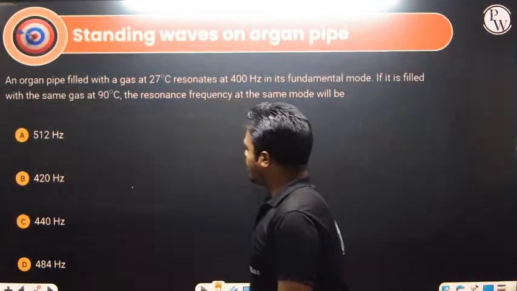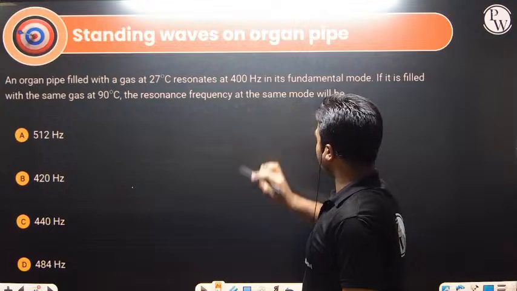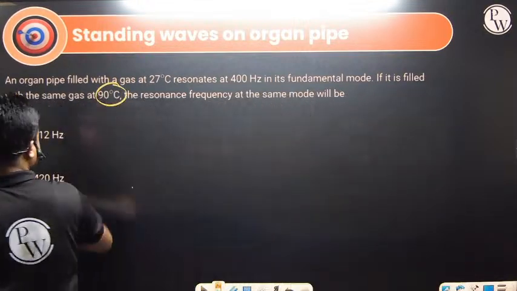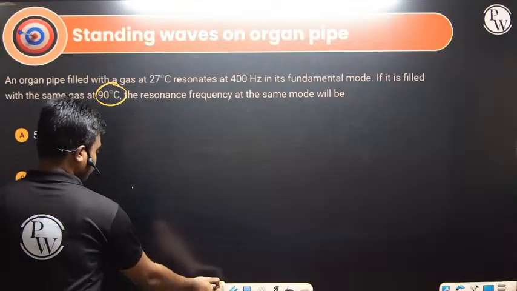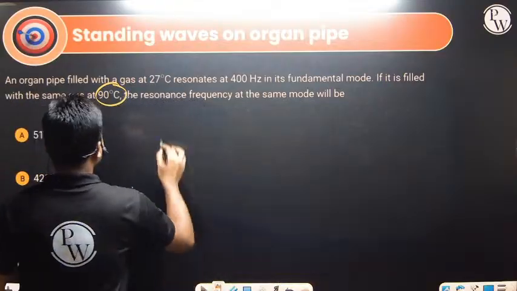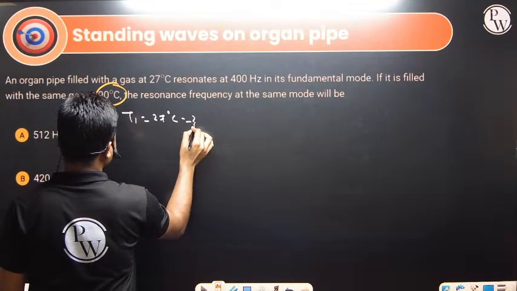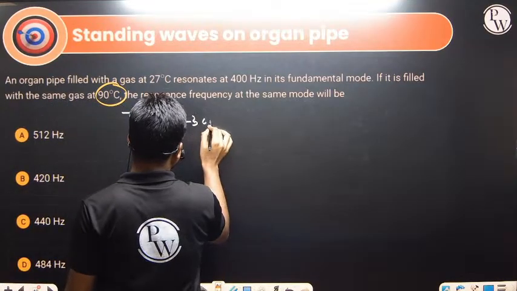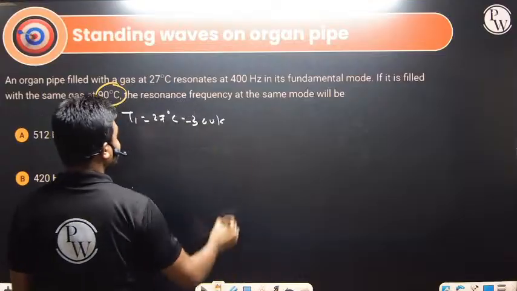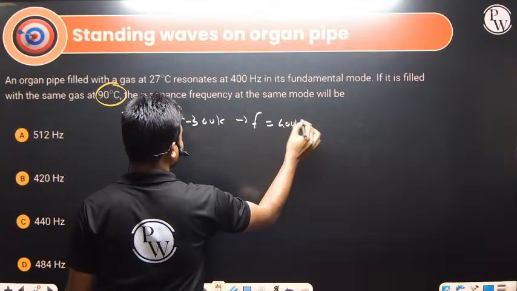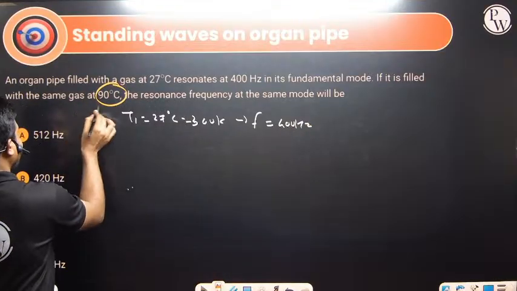An organ pipe filled with gas at 27 degrees Celsius resonates at 400 hertz in the first fundamental mode. If it is filled with the same gas at 90 degrees Celsius, the resonant frequency of the same mode will be given by. So initially it is at temperature T1. What is temperature T1? 27 degrees Celsius, that is 300 Kelvin. It has a resonance frequency of 400 hertz.